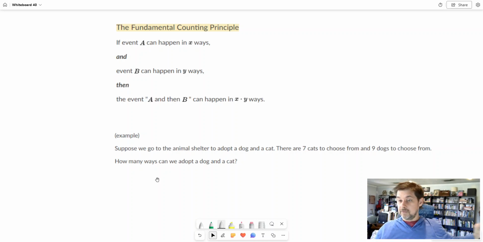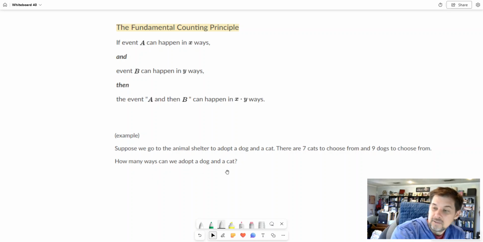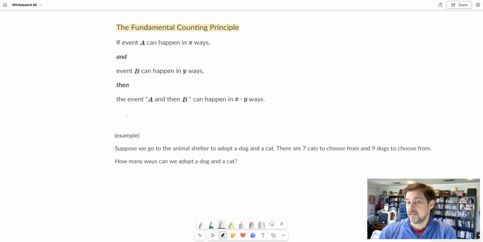We're going to go to the animal shelter. We're going to adopt a dog and a cat. 7 cats, 9 dogs. How many ways can we adopt a dog and a cat? Do you see this is exactly like in my principle? We're going to choose a cat and then choose a dog. That's how it's going to work out.